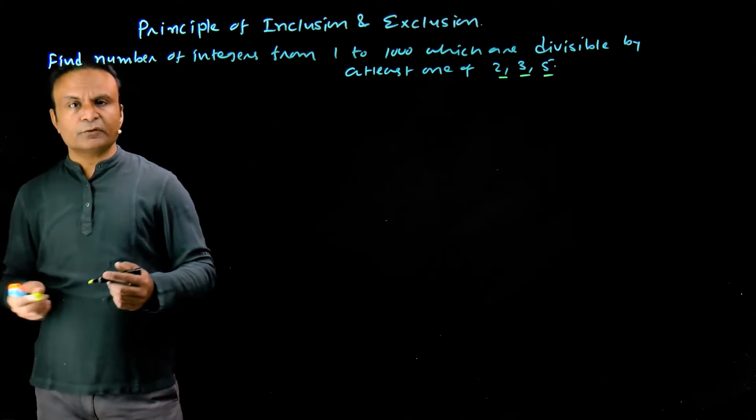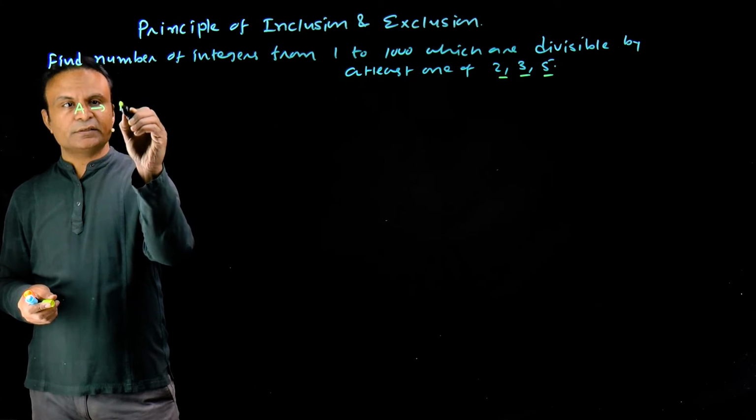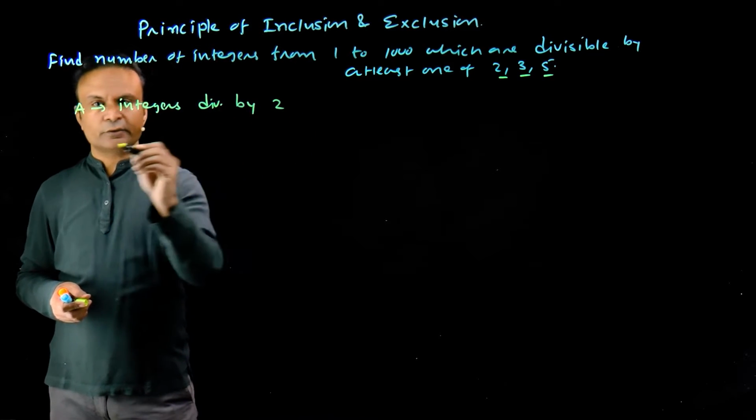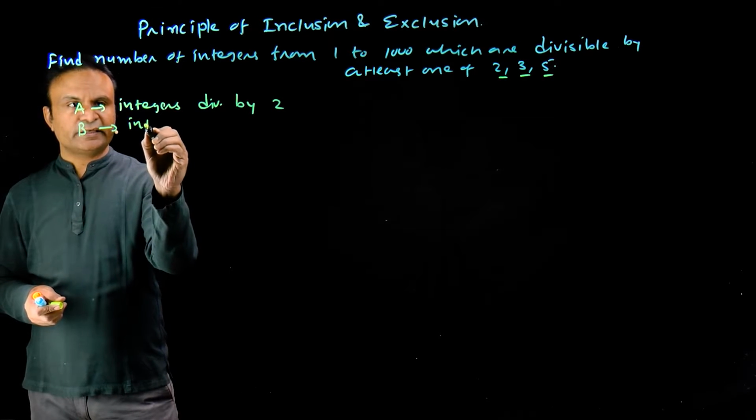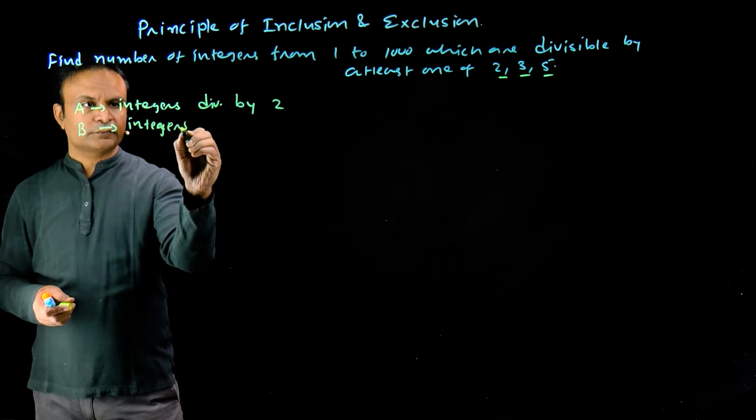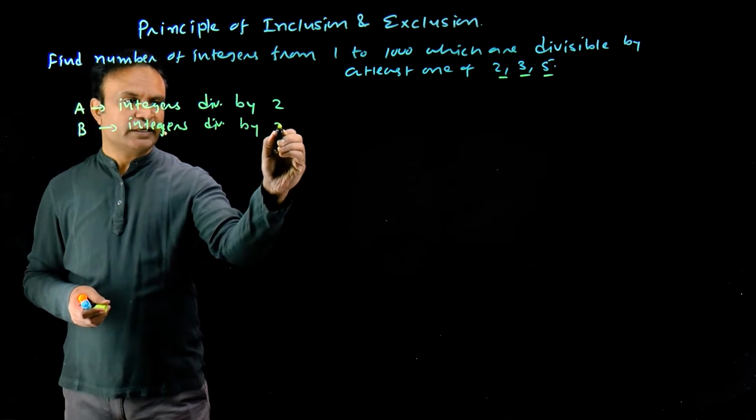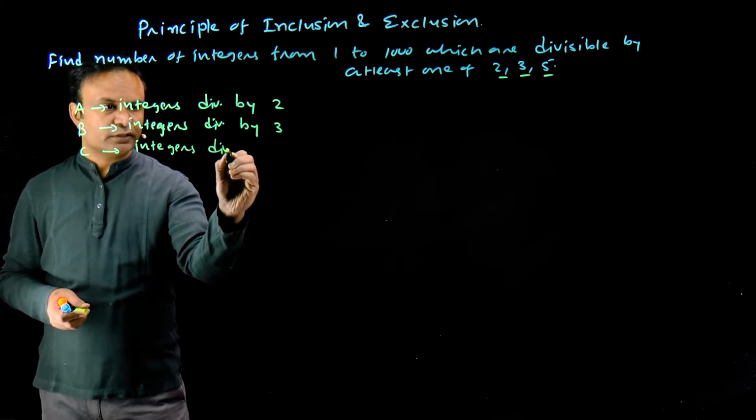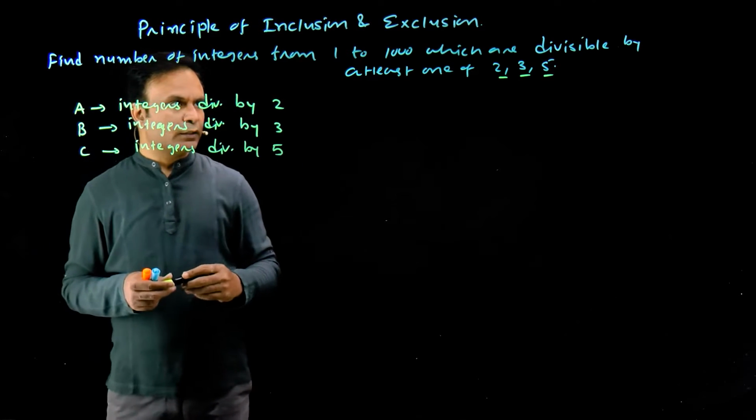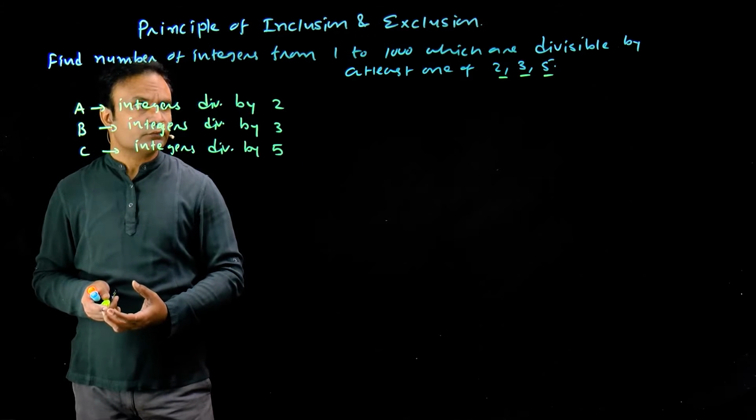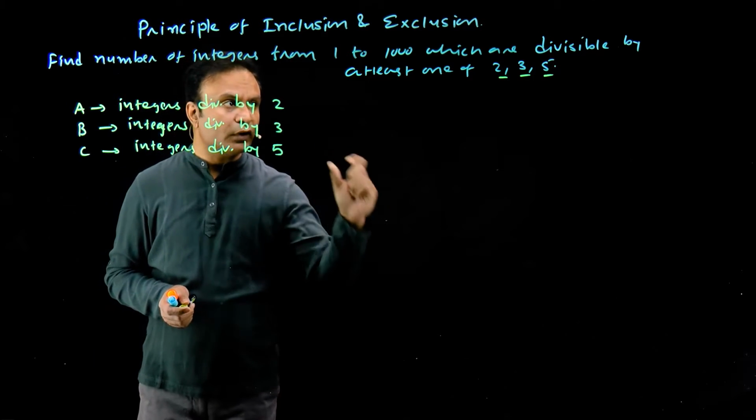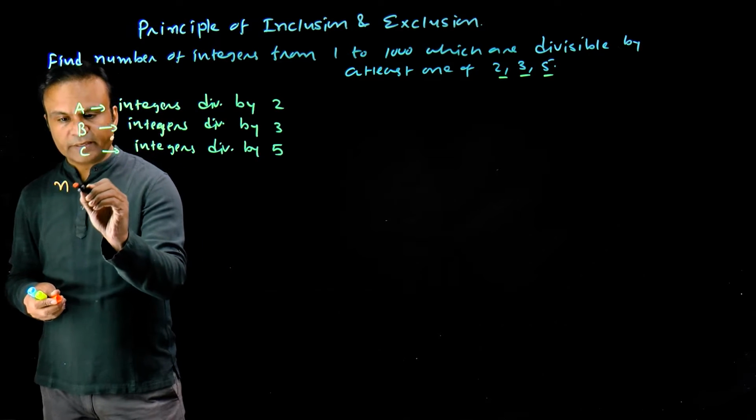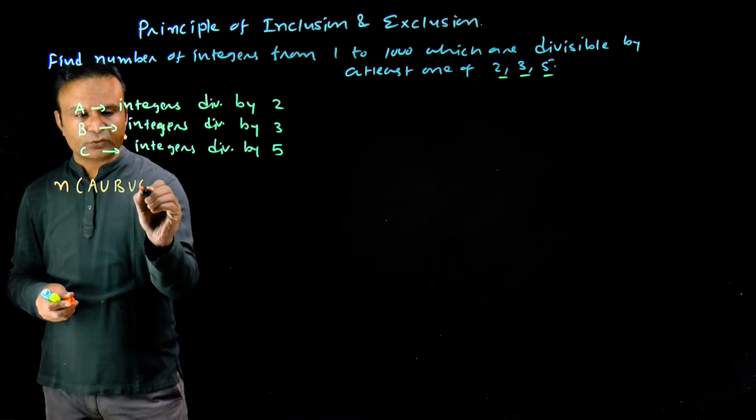So let's now first of all create sets. Set A is a set of integers which are divisible by 2. Set B is integers which are divisible by 3, and C is set of integers which are divisible by 5. Now I want integers which are divisible by at least one of 2, 3 and 5. So I want elements of this set A union B union C.